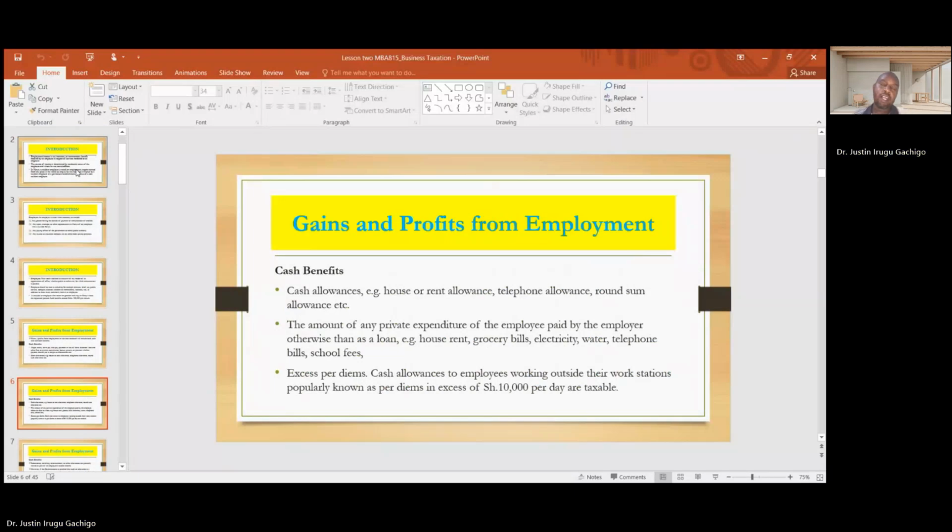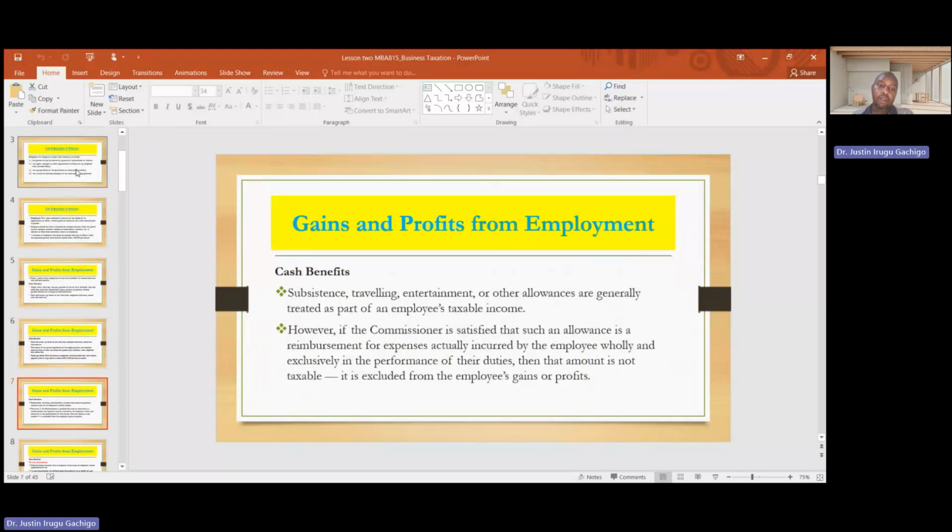Initially, I think it was 3,600, but this was increased to 10,000 to conform to the current economic situation. Because, for example, you go to Mombasa, maybe in a simple Airbnb, the cost is around 5,500. Then the food and the rides. So you may find that 10,000 may not even be sufficient. Then we have other allowances, such as subsistence, traveling allowance, entertainment allowance, etc. All these cash benefits are normally added to your gross or basic salary and taxed.